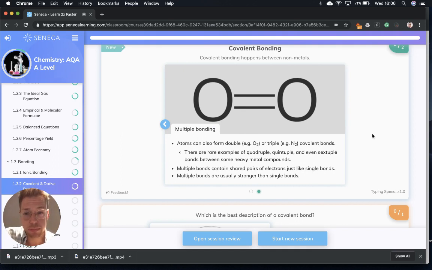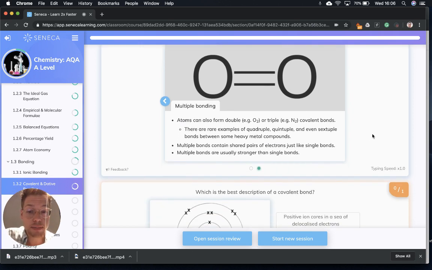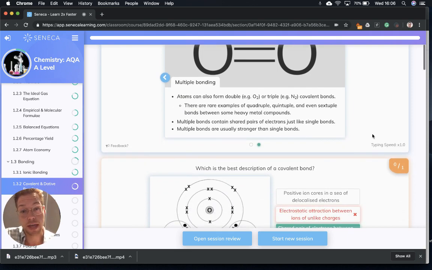Now, multiple bonding. Atoms can form double or even triple covalent bonds. An example is oxygen, which forms a double bond, and nitrogen forms a triple bond. There are some rare examples of quadruple, quintuple, and even sextuple bonds between some heavy metal compounds, but I wouldn't worry too much about those. But make sure you know about oxygen and nitrogen. Multiple bonds contain shared pairs of electrons, just like single bonds, but multiple bonds are usually stronger than single bonds.